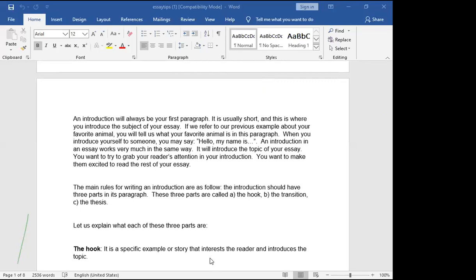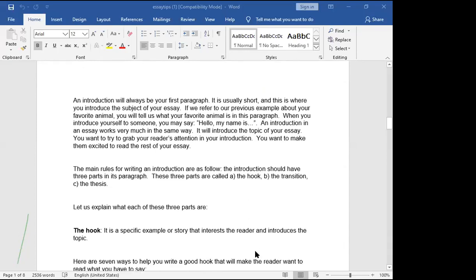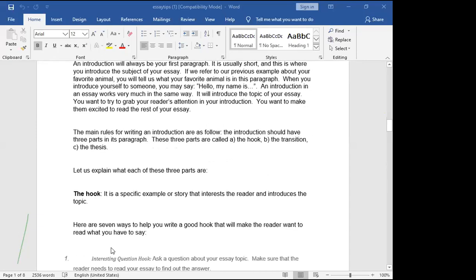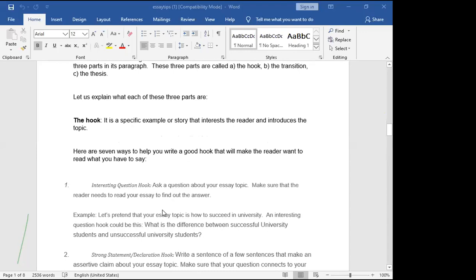The hook. I've said to introduce your composition, you're going to do it in three parts: the hook, the transition, and the thesis. What are these things? The hook. It is the specific example or story that interests the reader and introduces the topic, right? We picked our hook as an accident scene. Here are 7 ways to help you write a good hook that will make the reader want to read what you have to write.